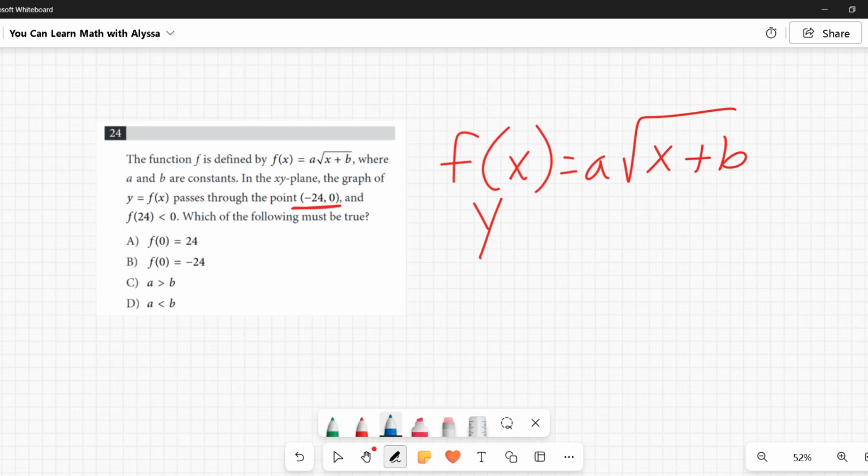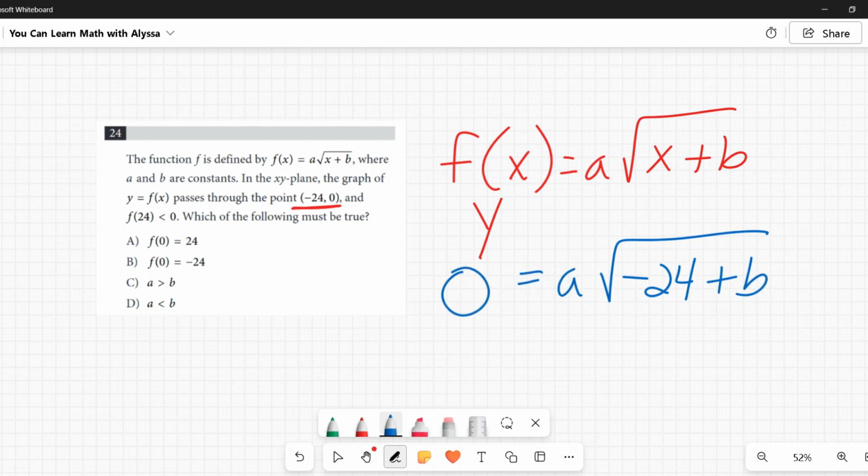All right, so if x is negative 24, and times a, we get that y is equal to 0. What can we learn from this? What can we start to figure out about a or b? We might not be at the must-be-true yet, but what could be true about a or b. Well, first, it's equal to 0, not undefined. So I know that the number under the radical is either going to be 0 or positive, because we can't have a negative under the radical.